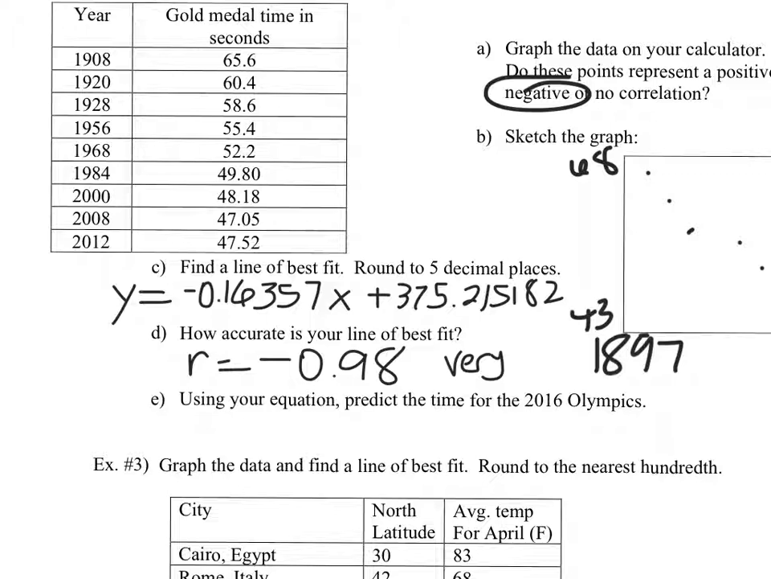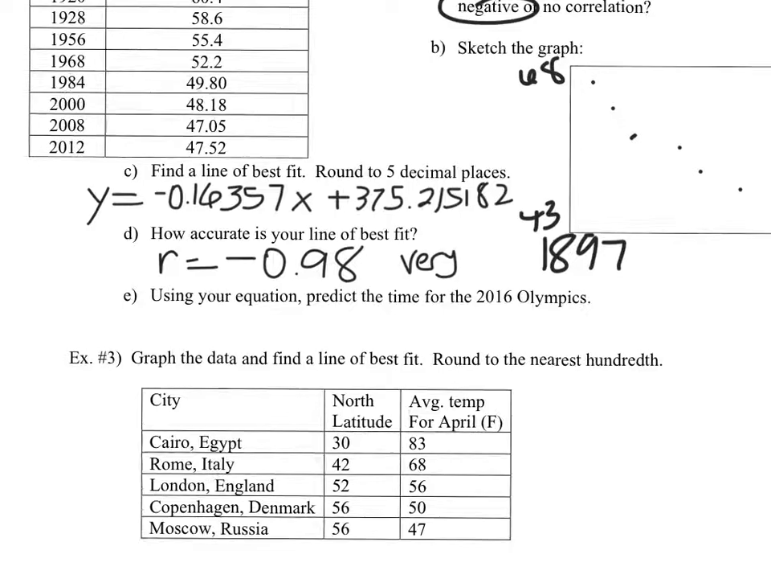Now, using your equation, predict the time for the 2016 Olympics. This is a little bit of an older worksheet, I guess. So what we're going to do is plug in x equals 2016 into this equation here. Oh, ew. I know. Isn't that gross? It totally is.